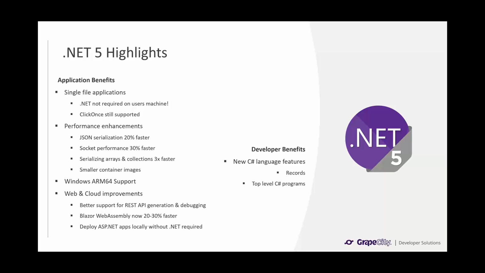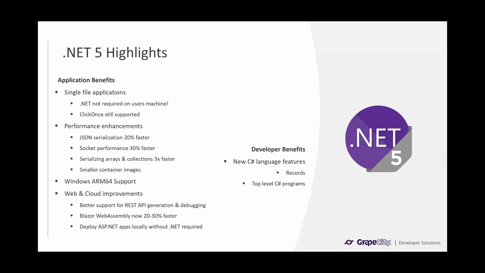So for example, JSON serialization has become very common, and .NET 5 makes this about 20% faster. Socket performance improvement over .NET Core is about 30% faster. And .NET 5 is also about 3 times faster at serializing data, like collections and arrays, all with zero memory allocation, so your app will run even faster. It also provides smaller container images, which means .NET will run better in constrained environments. Plus, there's Windows ARM64 support.